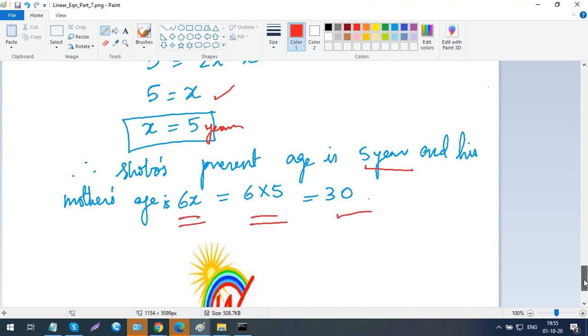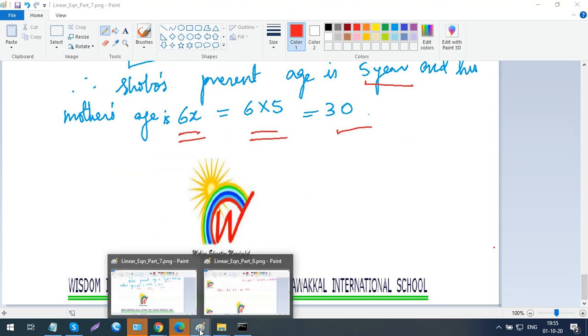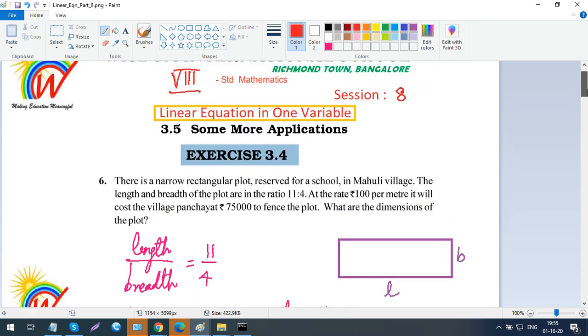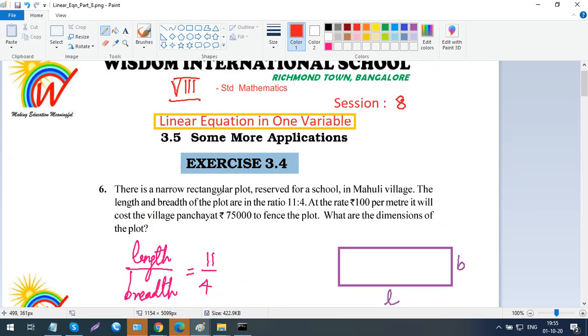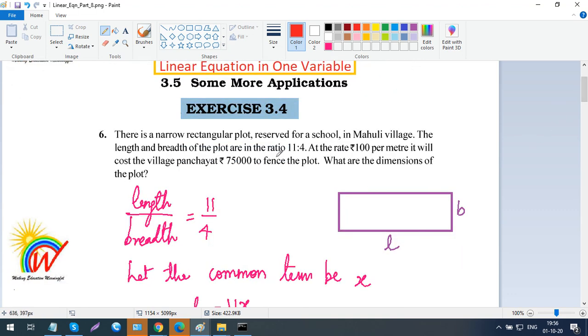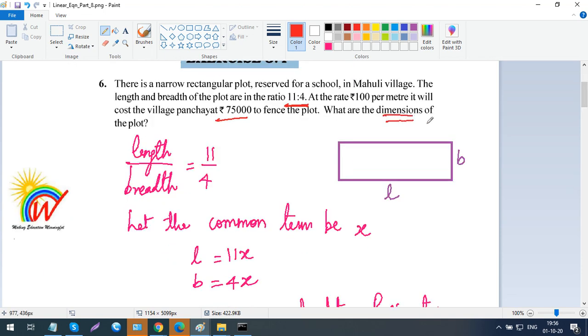Okay, so now we'll look at one more question from this exercise. Let's look at question number 6. See, there is a narrow rectangular plot. So we just draw a rectangle, reserved for a school in Maholi village. The length and breadth of the plot are in the ratio 11:4. At the rate of 100 rupees per meter, it will cost the village panchayat 75,000 to fence the plot. What are the dimensions of the plot? When they say dimensions, they are actually asking you to find the length and the breadth.